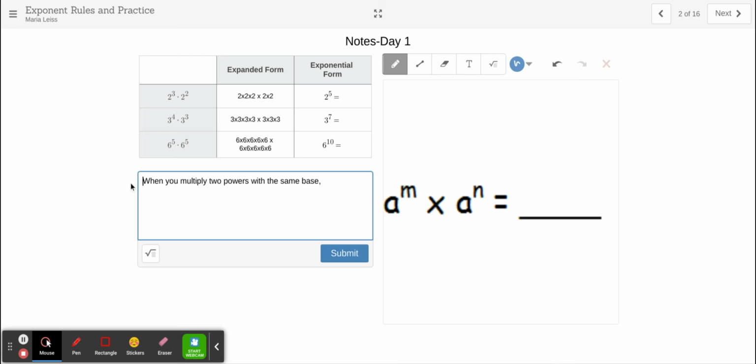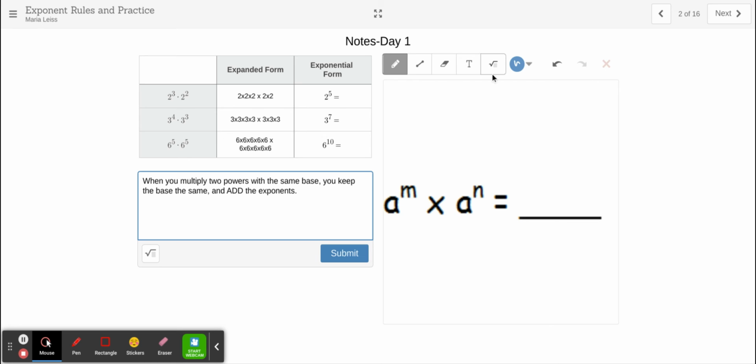So what we're doing here, when you multiply two powers with the same base, well, the secret shortcut to get from here to here is you keep the base the same, and you add the exponents. What we really want to do is get away from having this step right here. We want to be able to jump from here to here.